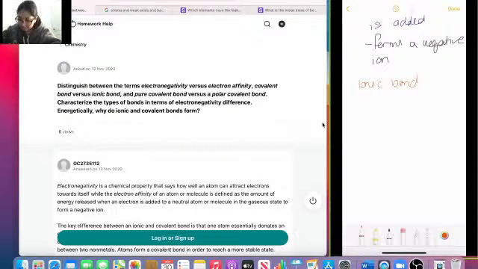Right, so an ionic bond is where electrons are shared. Ionic bonds is where you form. It's formed by a metal and non-metal, right?